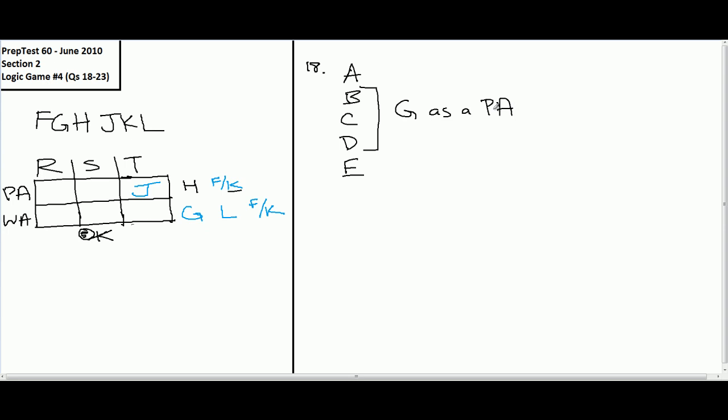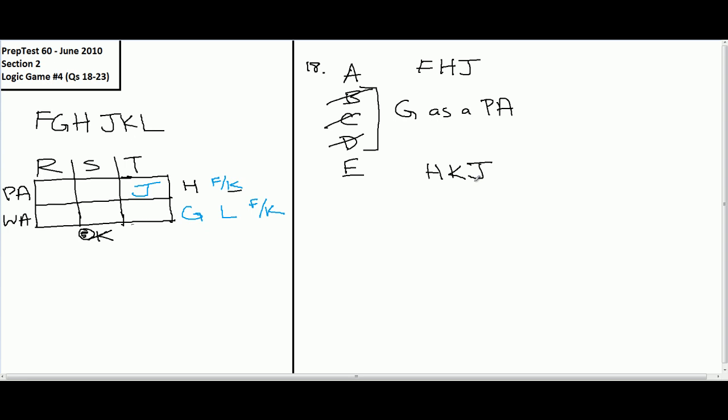Well, can that ever be the case? No. We already found out from our setup that G must always be a writer's assistant. And so immediately we can cross off B, C, and D because G can never be a photographer's assistant, which is, again, all we're concerned with. So we're left between a choice of answer choice A and answer choice E. Answer choice A has F in Romania, H in Spain, and J in Tuscany. Answer choice E has H in Romania, K in Spain, and J in Tuscany.